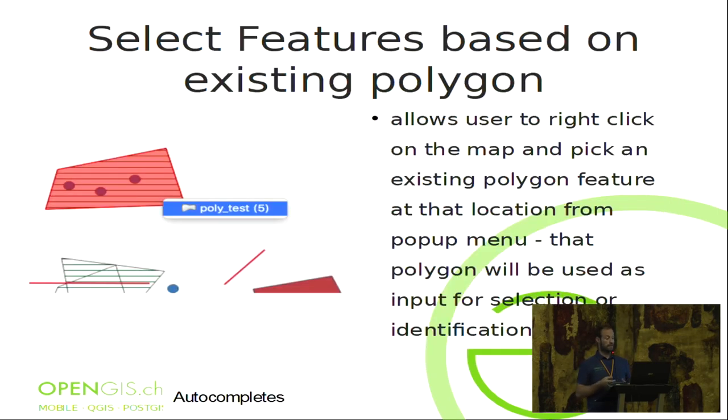Another very interesting selection thing that we have is that you can now use two different layers to select. So if you have a polygonal layer and you have a point layer, you can right-click on a polygon and say and select the things that are within that polygon. So really quick way to basically do a point in polygon algorithm.